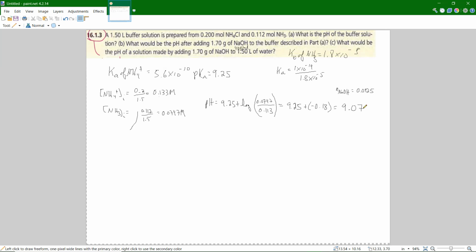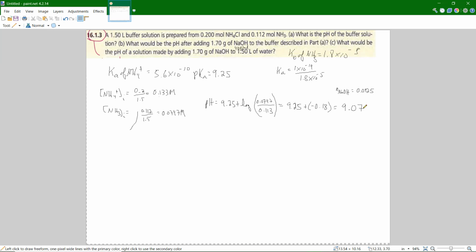Section exercise 16.1.3. Oh no, that's just a section exercise. Part A, 9.00. I got 9.07. Let's look at this again. 9.00, really?